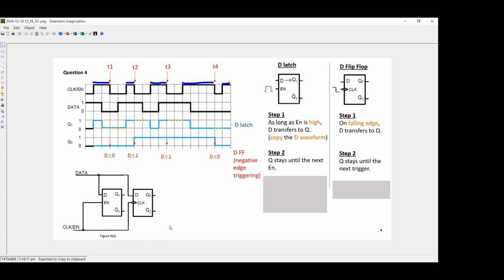Okay, so now we do step 1, okay? As long as enable is high, D transfers to Q. Correct. So if you look at this part, do you see during this duration, okay, during this duration?